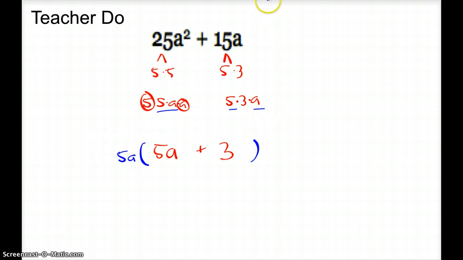Now this is our answer. In order to check it, I'm going to multiply to see if I get the exact same thing back. 5 times 5a is 25a squared, and 5a times 3 is 15a. That's my check. They're exactly the same. I have to use my multiplying in order to check.